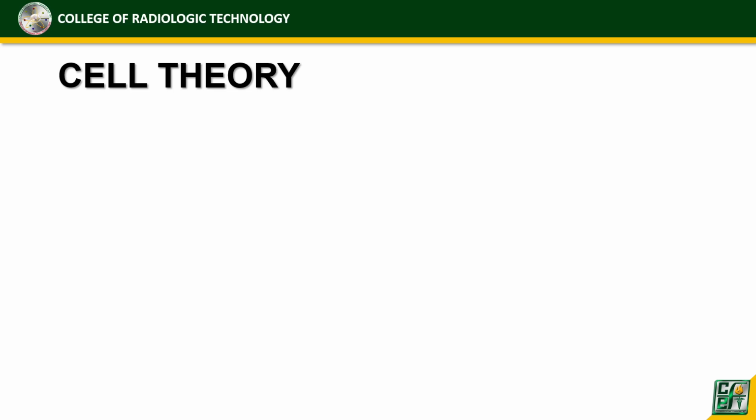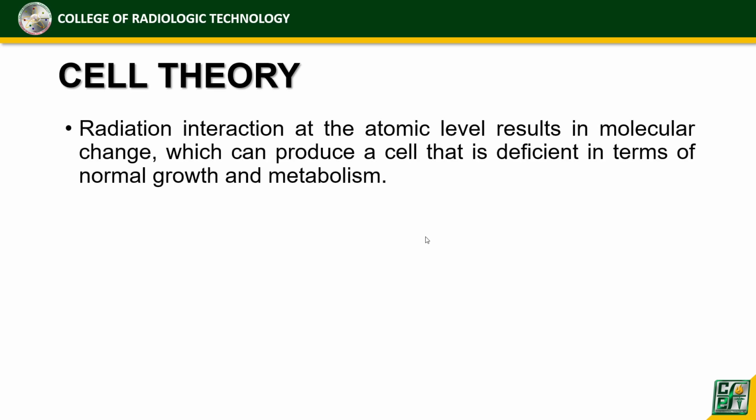So for this class, we will be starting with the cell theory. Okay, so we will be going back with the study of the cell. So we know that radiation interacts at the atomic level that results in molecular changes, which can produce a cell that is different in terms of normal growth and metabolism.